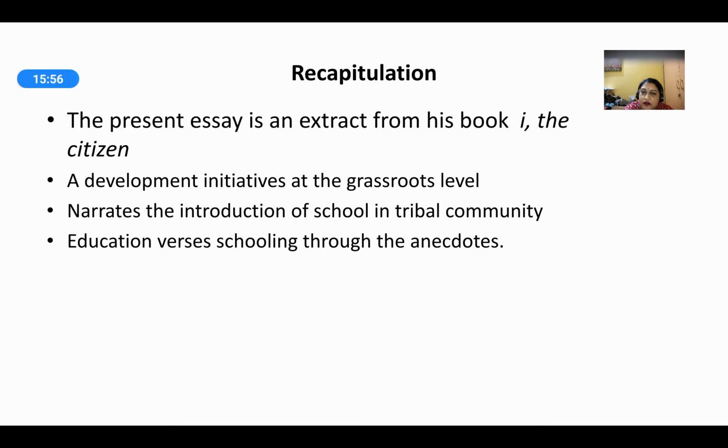And education versus schooling through various anecdotes. There are two primary incidents in the course of the lesson that show the differences between education and schooling.